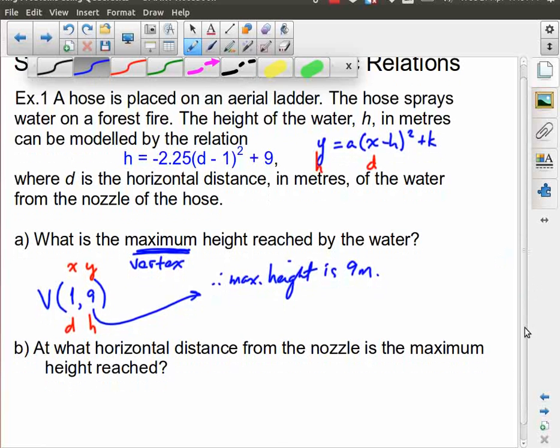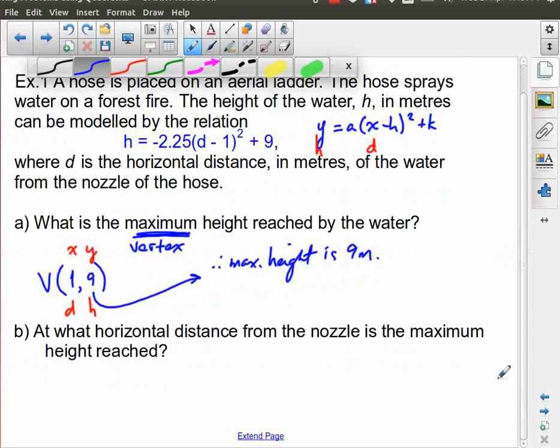All right, let's take a look at the other one. It says, at what horizontal distance from the nozzle is the maximum height reached? So let me go back to our diagram again.